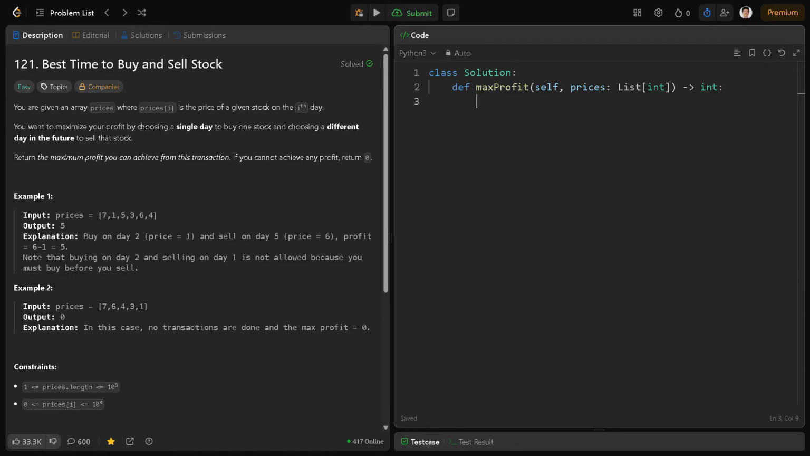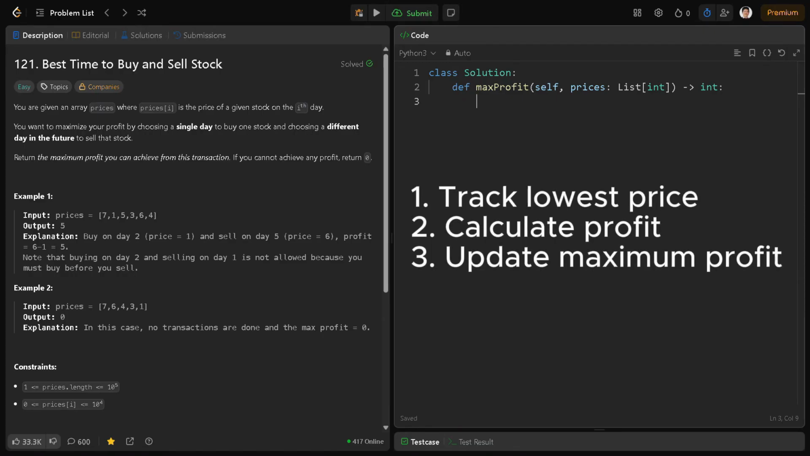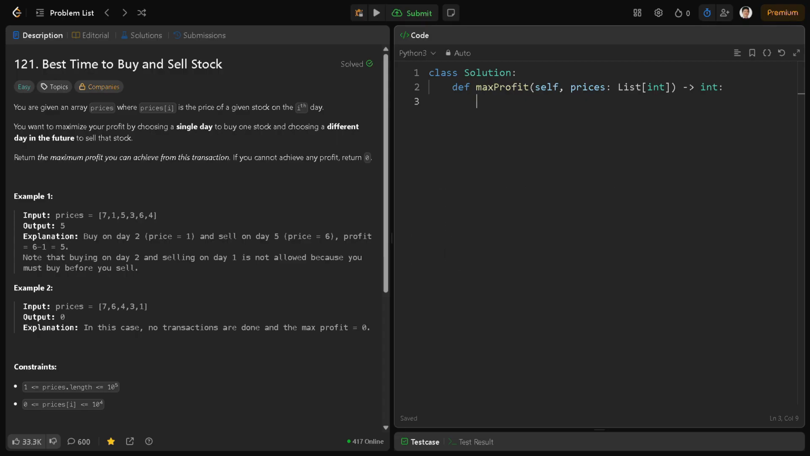The idea is to keep track of the lowest price we've seen so far, and at each step, we'll calculate what profit we'd make if we sold on that day. Then we'll keep updating the maximum profit. So here's the step-by-step code.